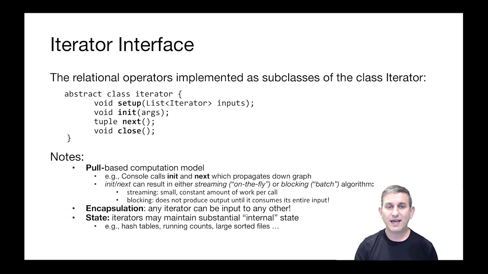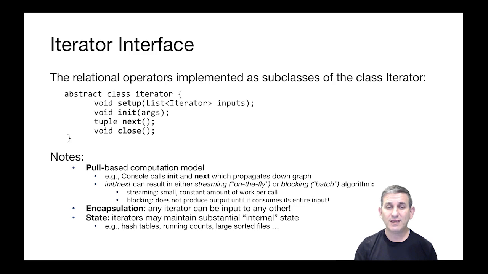Now these iterators are encapsulated. These methods init, next, and close that they call amongst each other, they don't need to know what subclass of iterator, what relational operator is being implemented below them. They just know that they're talking to an iterator. And this allows us to do what we said could be done with the relational algebra, which is to mix and match relational algebra operators in any way we like.